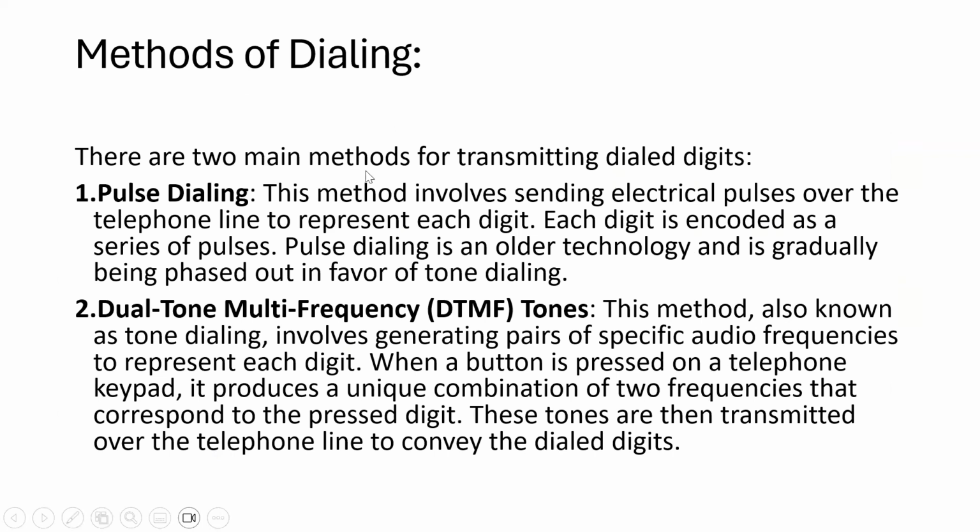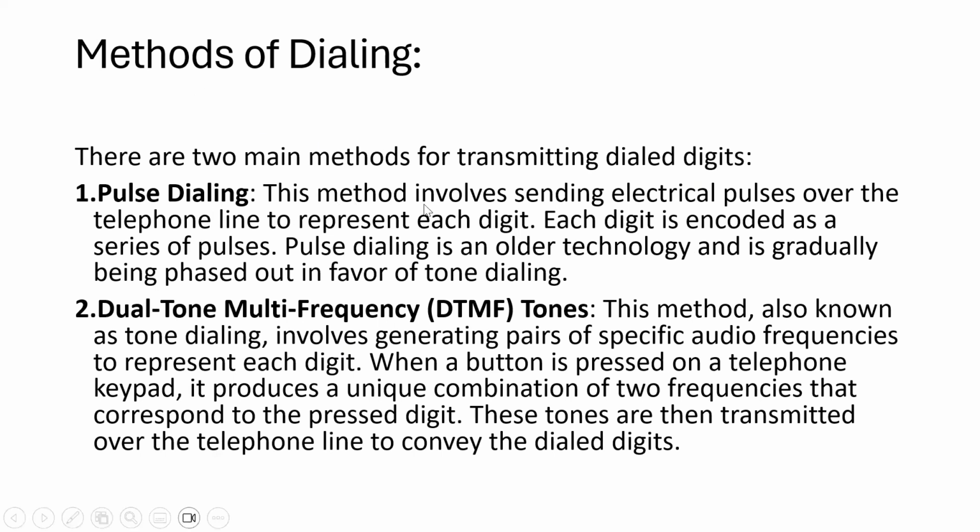There are two main methods of transmitting dialed digits. I am dialing some digits, so how will these digits be transmitted to the telephone office? There are two methods. One is pulse dialing. One is dual tone multi-frequency, DTMF, tones. You have to learn these two definitions. So what is pulse dialing?